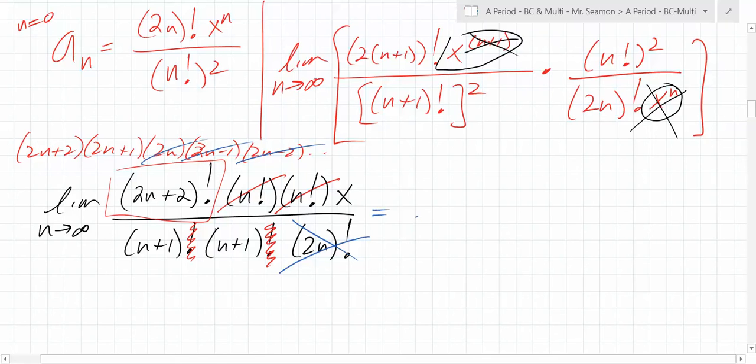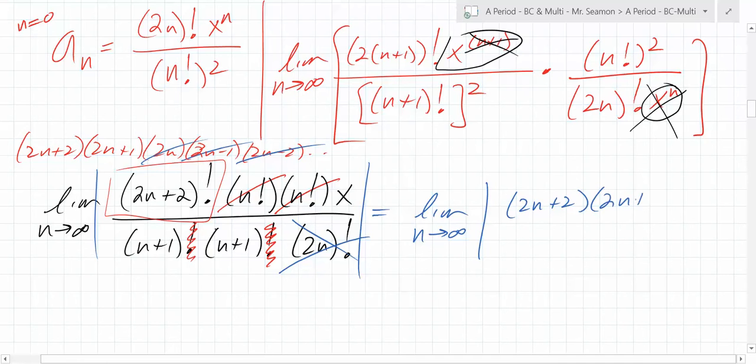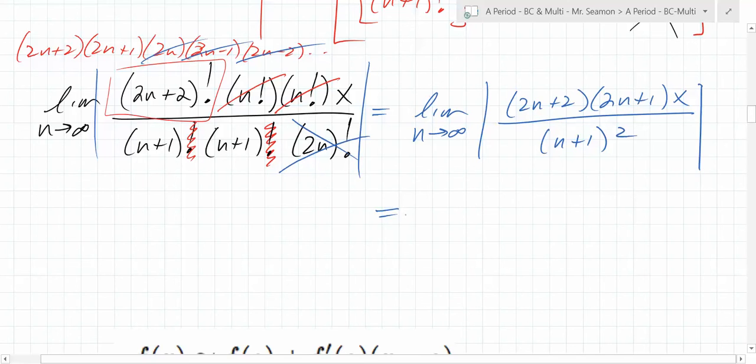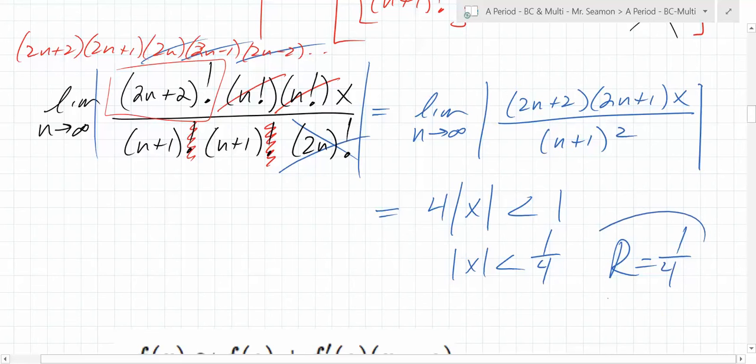So now what are you left with? The limit, and again there's absolute value, as n goes to infinity of, what's left on top? 2n plus 2, 2n plus 1 times x all over n plus 1 squared. Now, as n goes to infinity, what does this turn into? 4. This turns into 4 times this. And what does that need to be less than? 1. So the absolute value of x is less than 1/4. So the radius is 1/4.